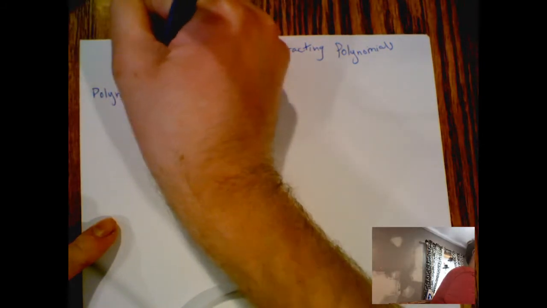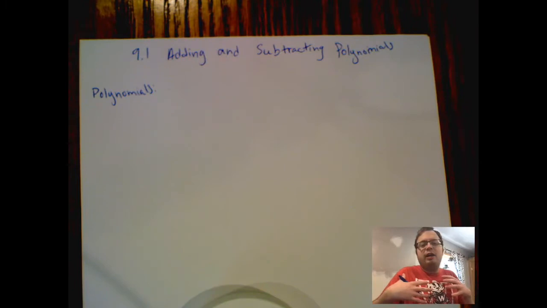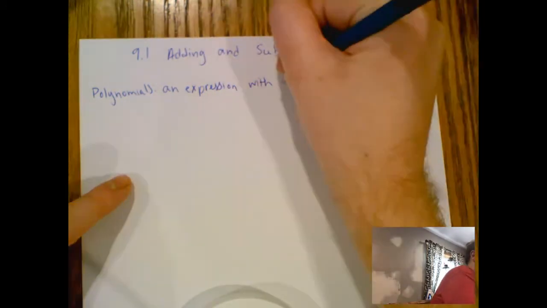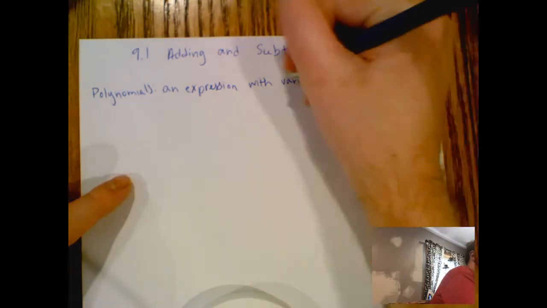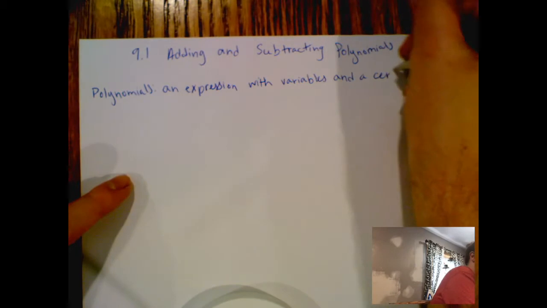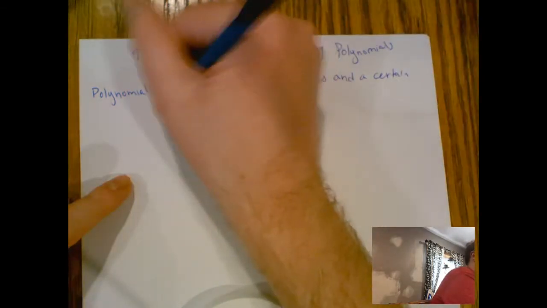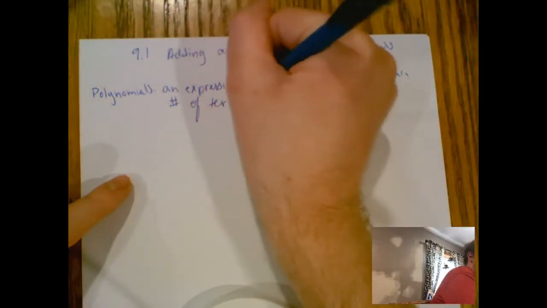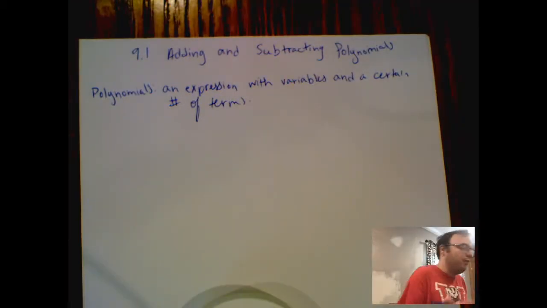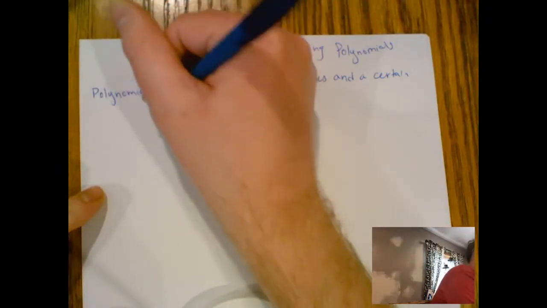A polynomial is pretty much just an equation or an expression with variables and a certain number of terms. I know that's probably not the best definition of what a polynomial is, but let's just think about it.